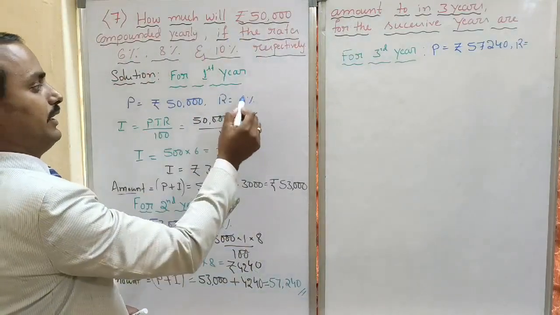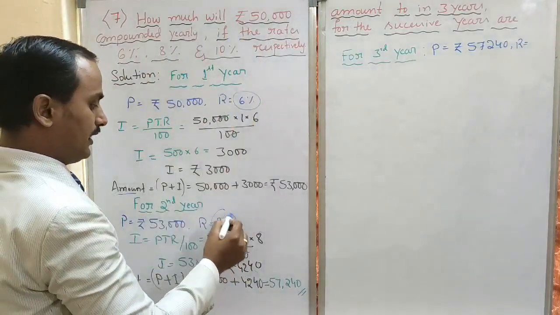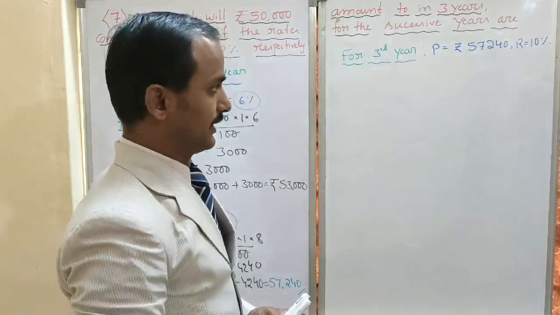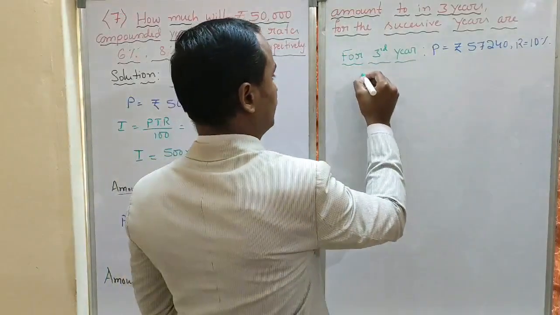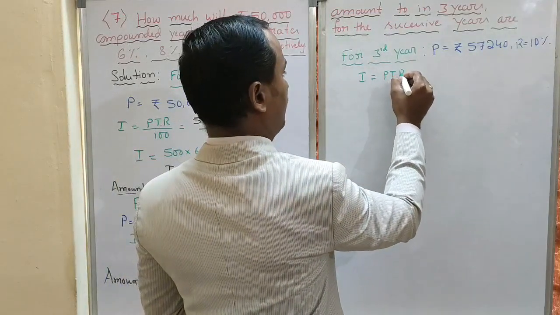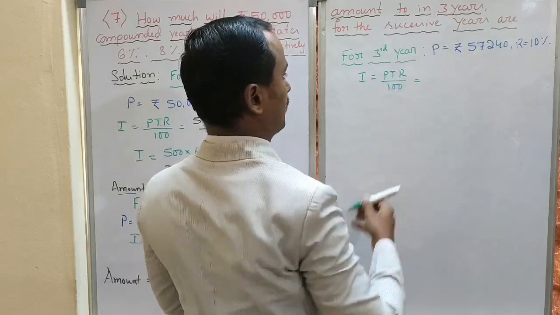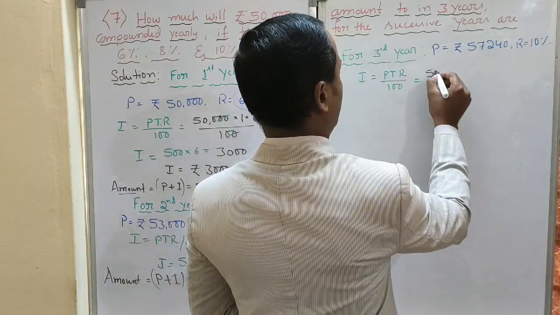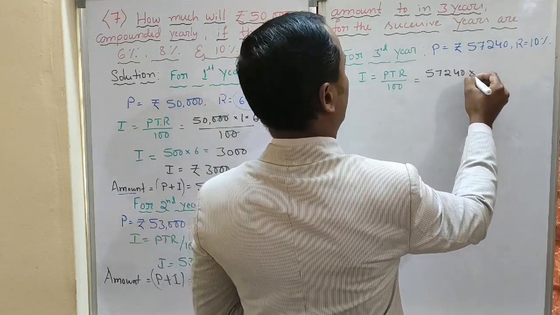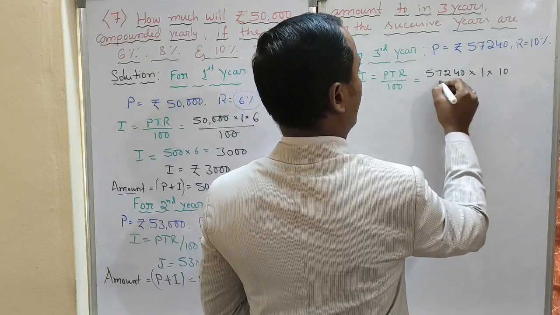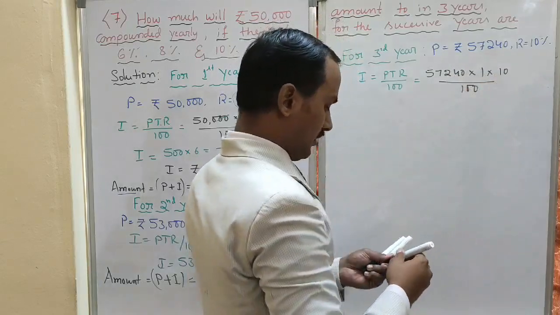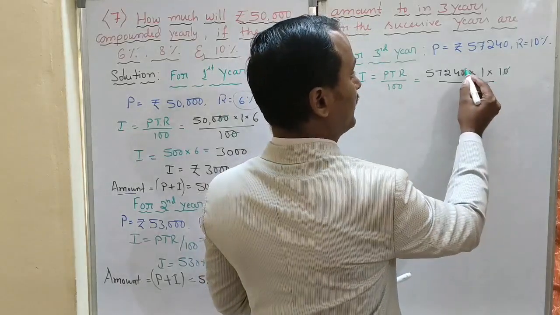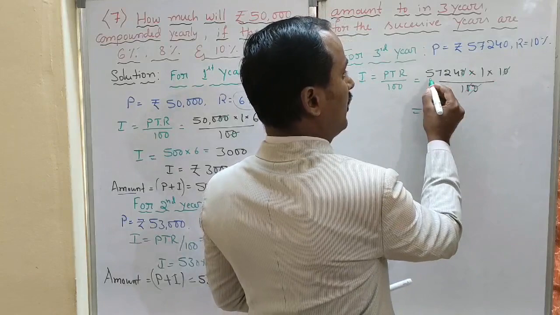First year 6% is over, then second year 8% is over, third year 10% per annum compound interest. Interest formula I equals PTR divided by 100. Shall I substitute here? Yes. Principal amount is 57,240 into time 1 year, rate of interest 10 divided by 100. Dear children, look here, how to cancel here? The 10 and 100: one zero cancels, another zero cancels.